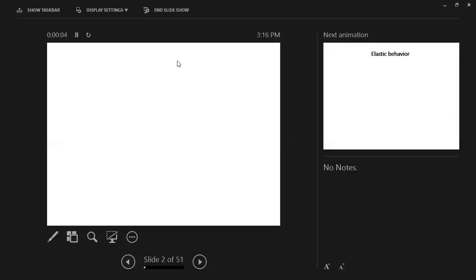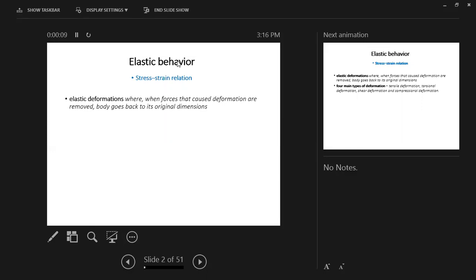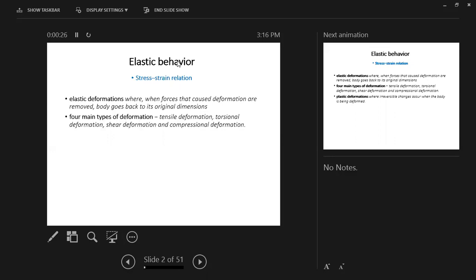So let's start with the elastic behavior. Strength and strain relation. First of all, let's talk about elastic deformation. Elastic deformation means when you apply a force on an object, if the object goes back to its original position, we call this elastic deformation. There are four main types of deformation: tensile, torsional, shear, and compressional deformation.